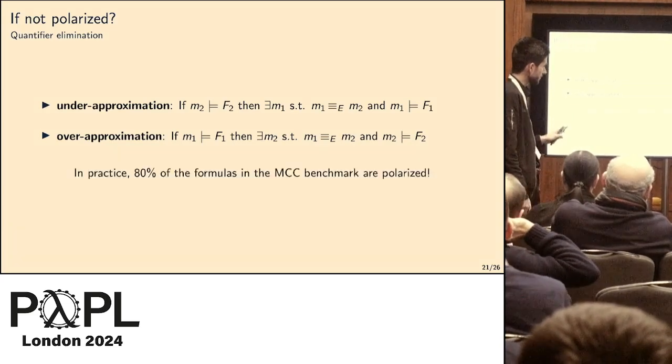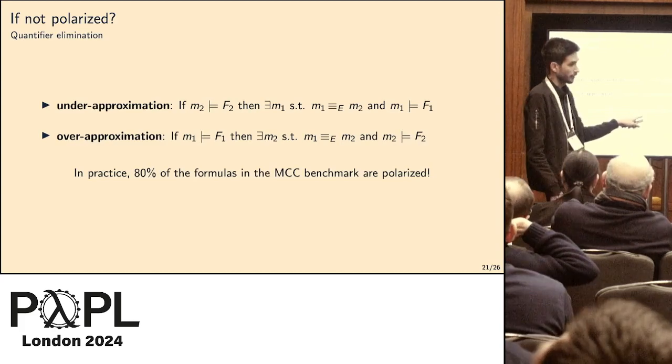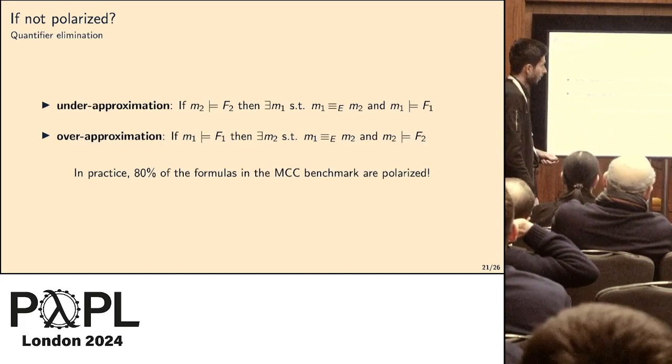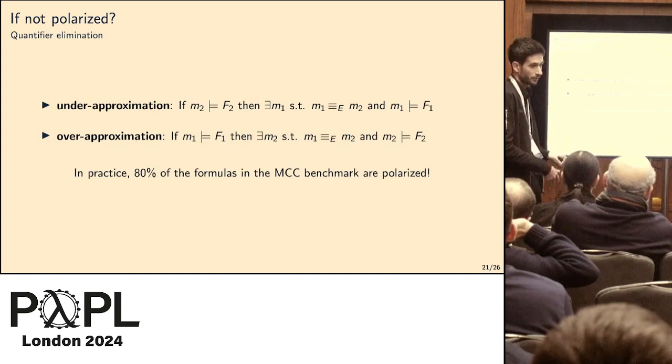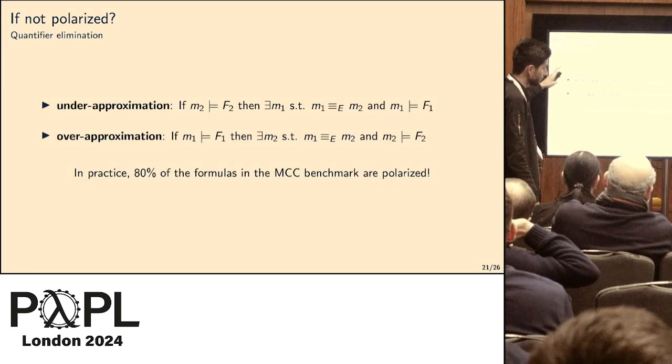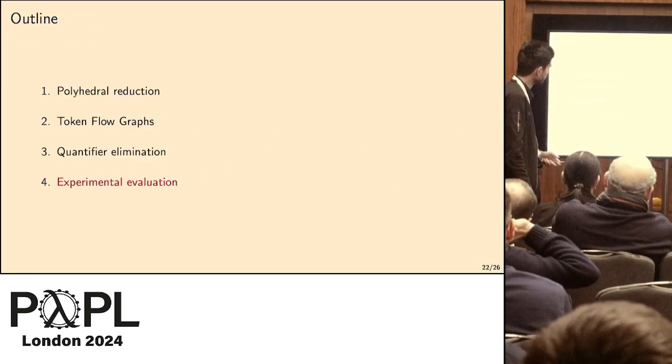But in practice, 80% of the formulas in the model checking contest, in the reachability category, are polarized according to our agglomerations. So we don't use these approximations a lot.